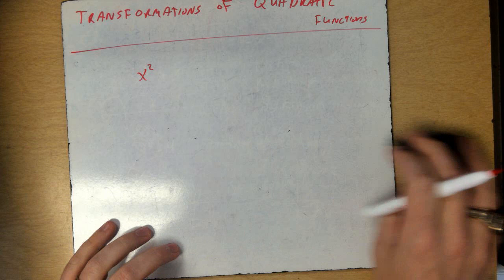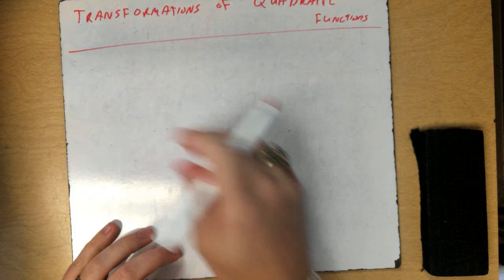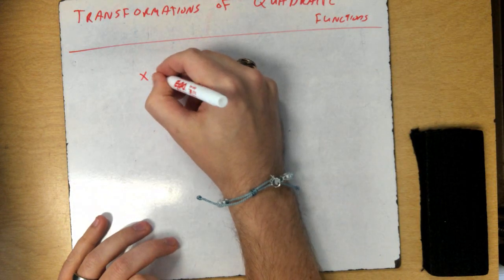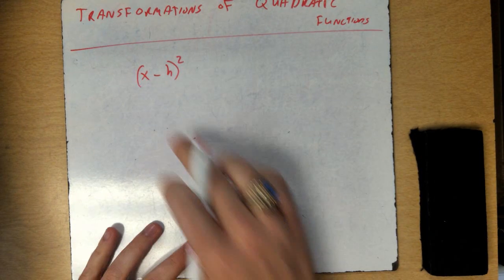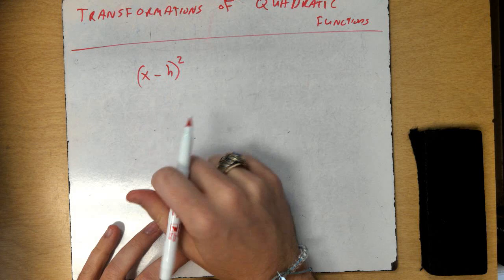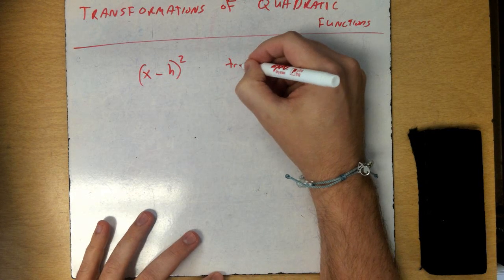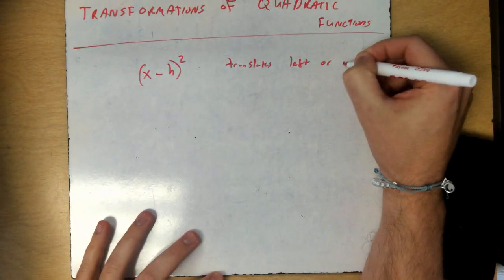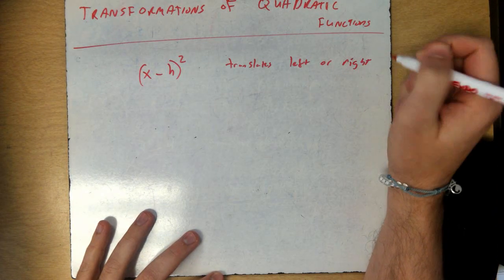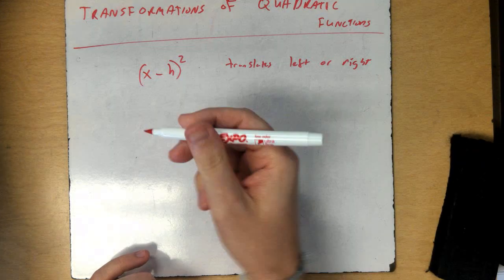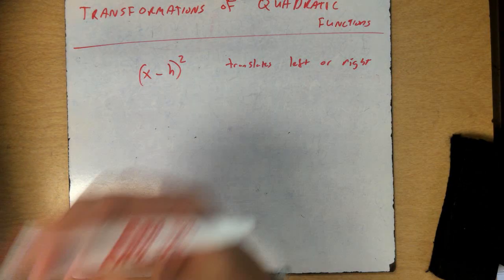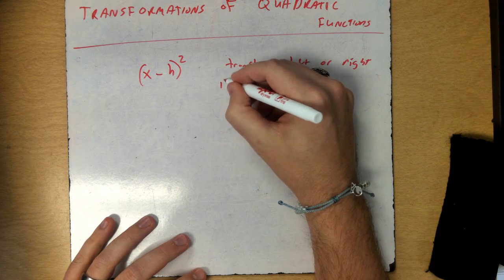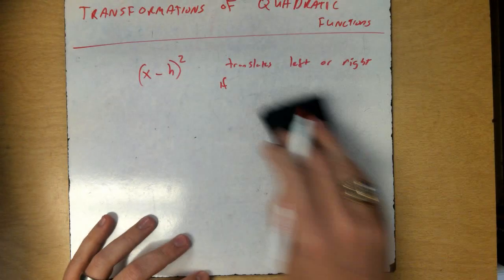So now, instead of having that, what if we had this? x minus h, squared, okay? When you see this, and this h will be a number, this will tell us where it translates left or right, okay? So this tells us which way on the graph we're going to go, left or right, translating, okay? So kind of the same as the last one, right?